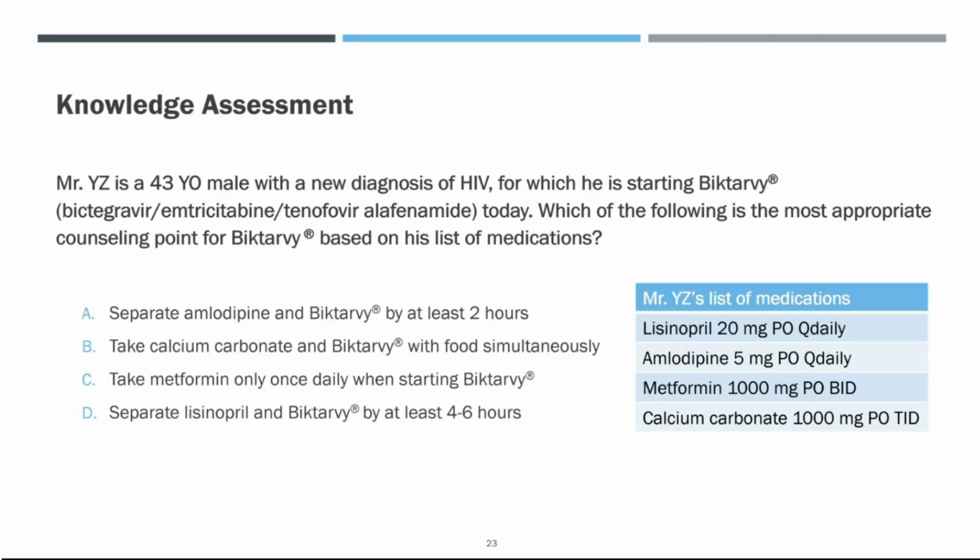So our next question is, we have Mr. YZ, who is a 43 years old male with a new diagnosis of HIV, and you are about to start him on Biktarvy, which has a bictegravir, emtricitabine, and tenofovir alafenamide, or TAF. And which of the following is the most appropriate counseling points that you want to provide about his Biktarvy based on other medications he is taking? So he's taking lisinopril, amlodipine, metformin, and calcium carbonate. And there's only one answer.